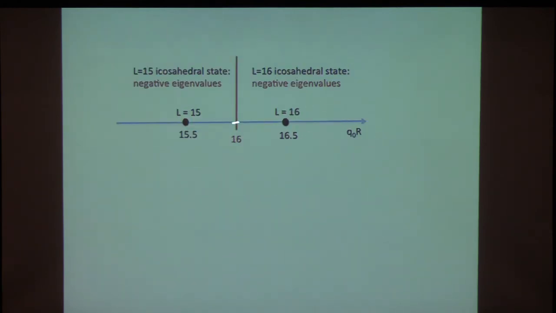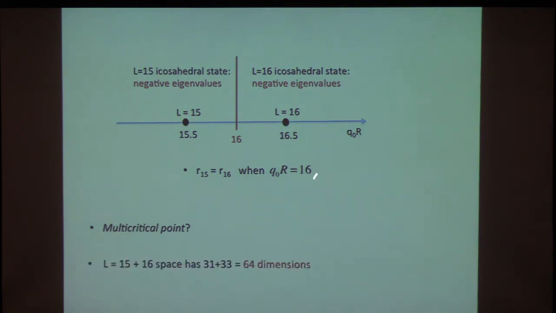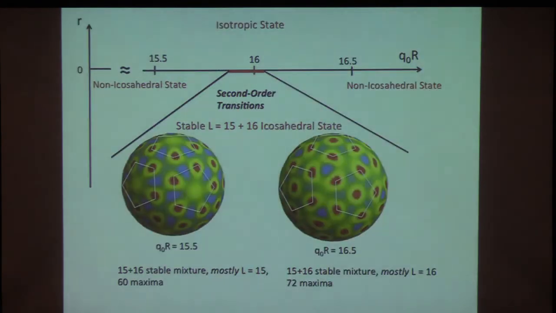So as a function of Q0R, there's a region where L equals 15 and a region of L equals 16. There is an icosahedral state, but we saw it's unstable. So the idea is, well, what if we look at this multi-critical point here, right in the crossover, where Q0R is 16. At this point, L equals 15 can compete with L equals 16. That's a huge problem in terms of numerical analysis. You have a space of 64 dimensions. L equals 15 is 31, and L equals 16 is 33, two L plus 1. So it's a 64-dimensional space that you have to minimize.